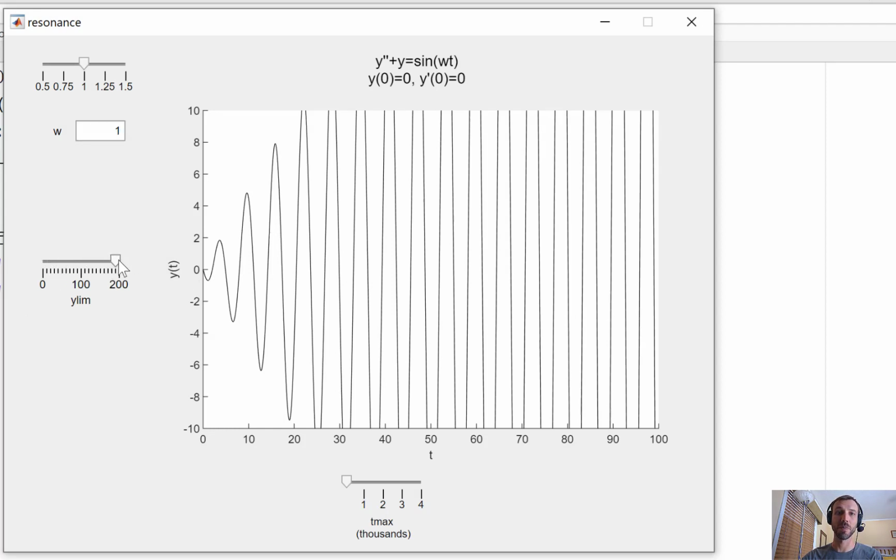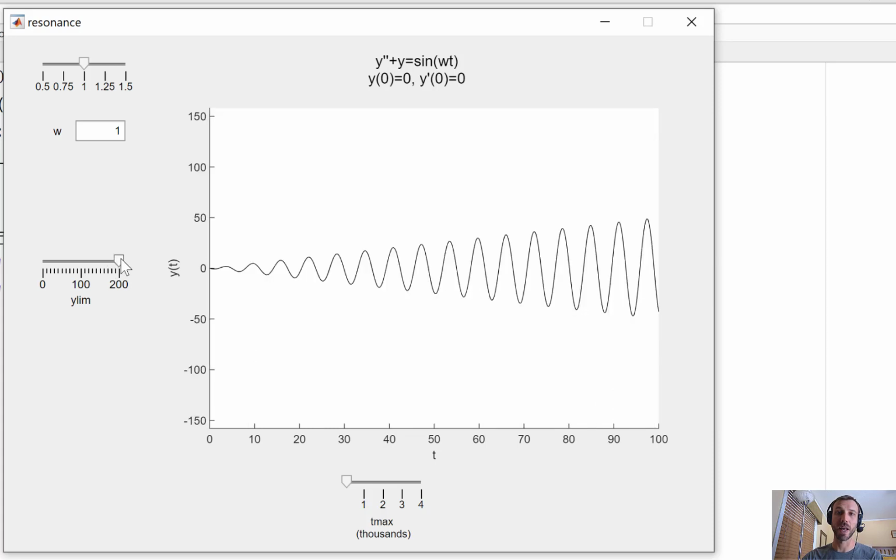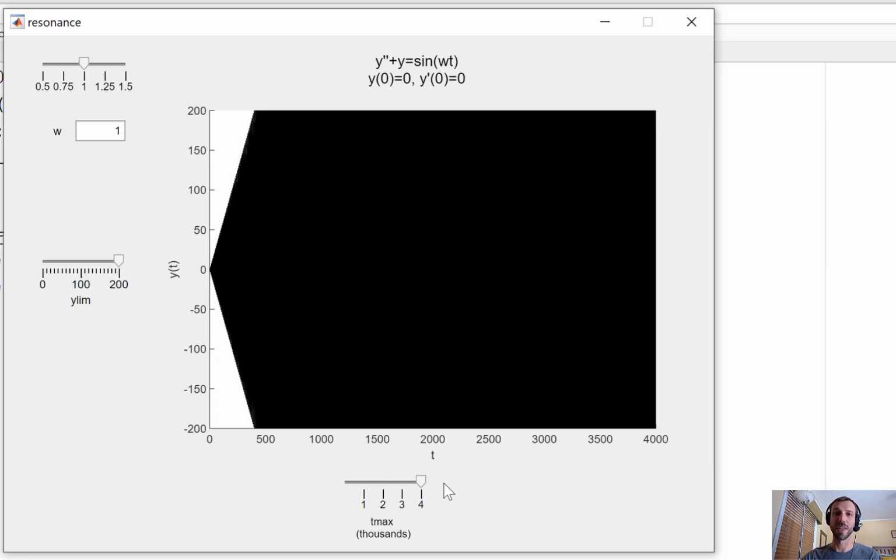So in this scenario, even if I increase my y limits as much as possible, and even if I increase my time scale as much as possible, at least as given by the parameters in this app, then our solution will just continue to oscillate with growing oscillations over time.